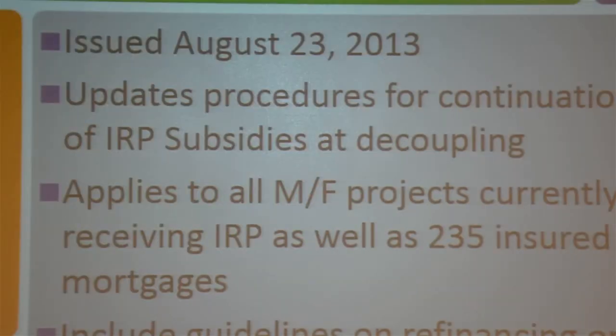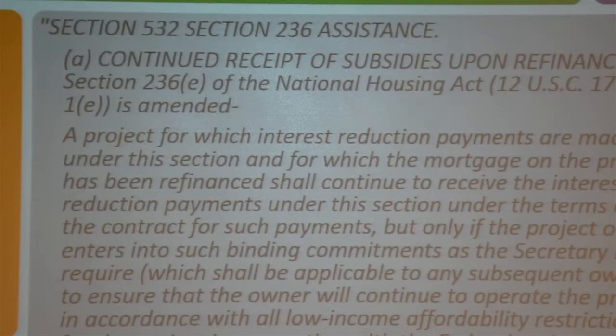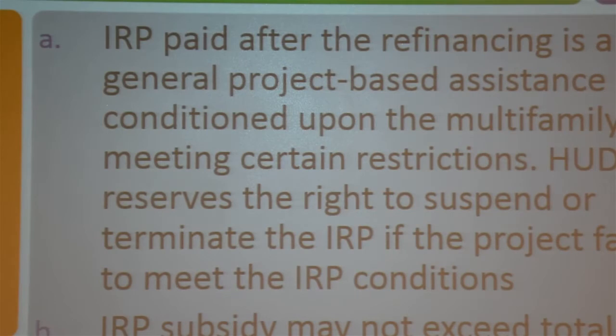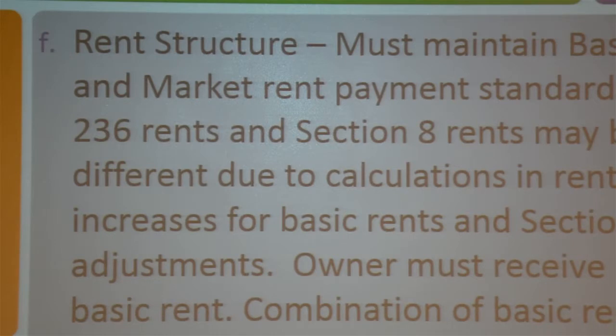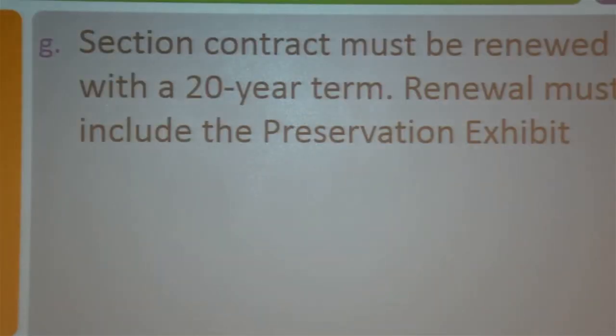Now, the notice here on IRP, not really interested in a tremendous amount of information here. This is mostly process, a new process, how to get your decoupling done. HUD is very interested in the decoupling process because it moves them out of this 236 mortgage into a new 223F mortgage, which is where they want them all. The only goal for me is to talk about one thing in particular. Well, two things.